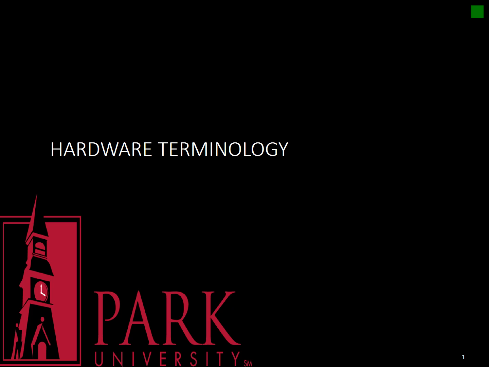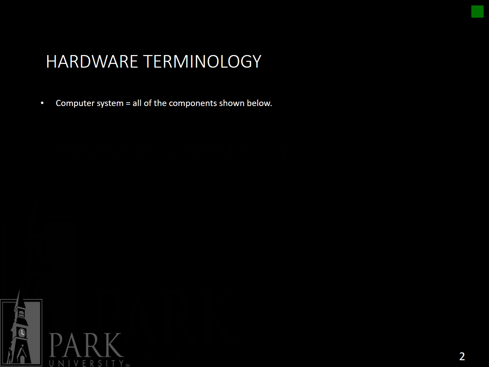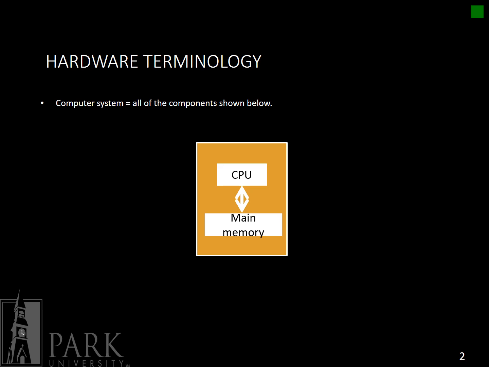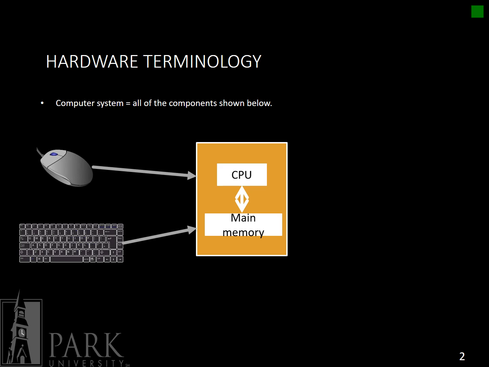All right, so let's talk about hardware terminology. A computer system is made up of all of the different components that we're going to take a look at here. There's the processing unit, which contains the central processing unit and main memory. We have input devices like mice and keyboards and cameras and, if you're working on an aircraft, laser targeting pods or whatever. Anything that takes some information from the real world and digitizes it and brings it into the computer.